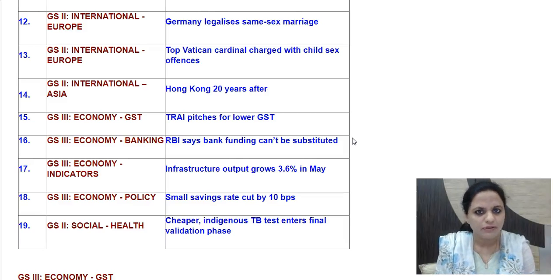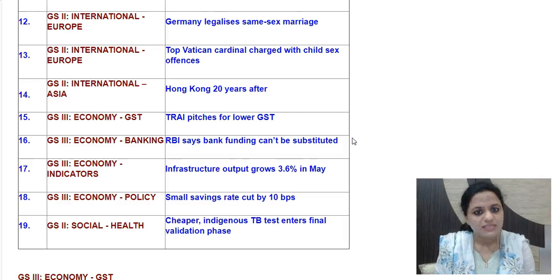Like if you look at the question paper from 2 years back, there were very minimal questions directly from current affairs. So that way, current affairs has lesser weightage in prelims, but it is very much important for mains and of course for your interview.